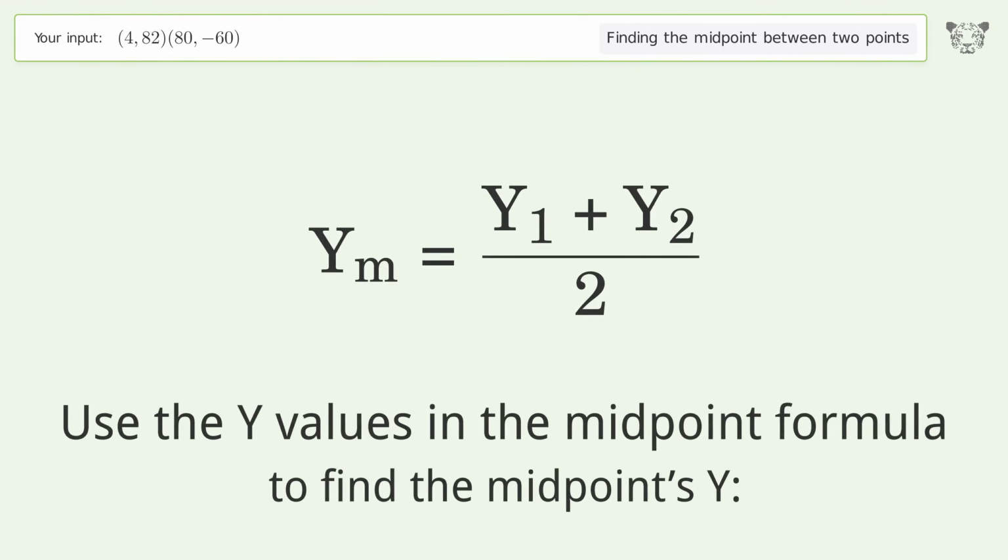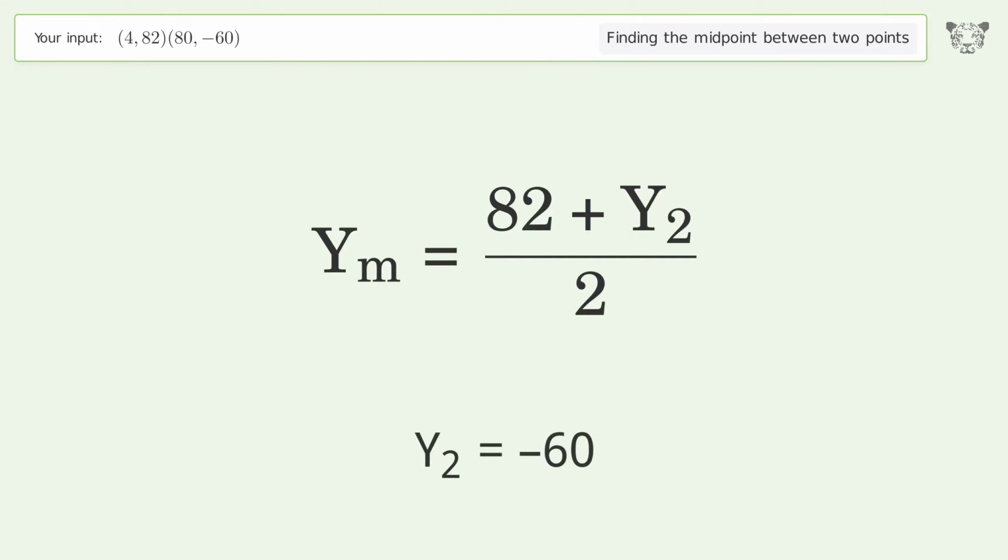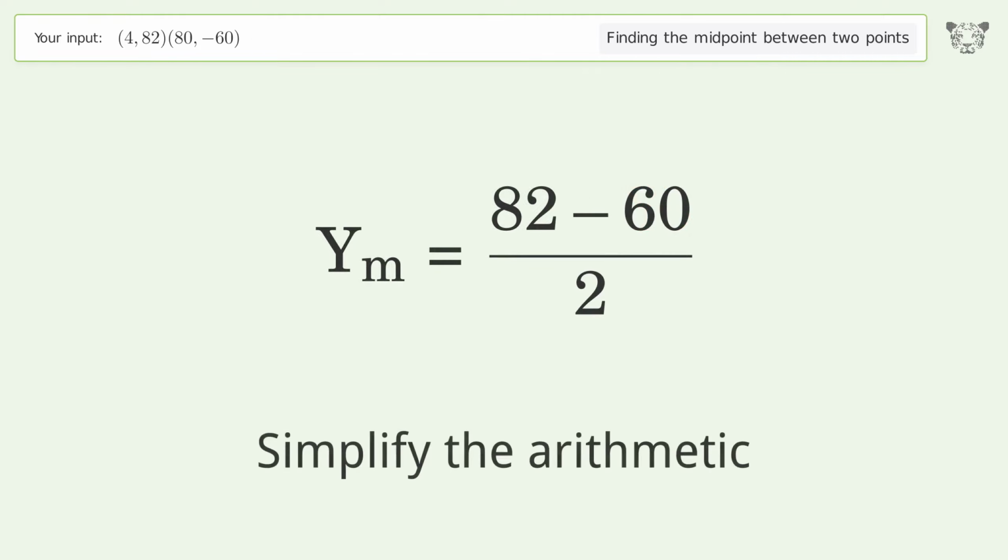Use the y values in the midpoint formula to find the midpoint's y. y1 equals 82. y2 equals -60. Simplify the arithmetic.